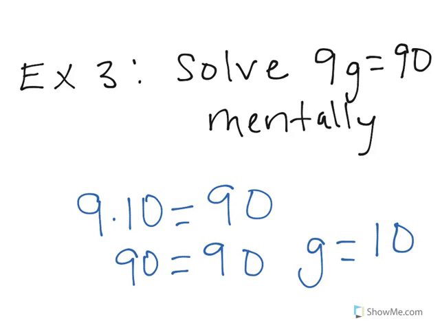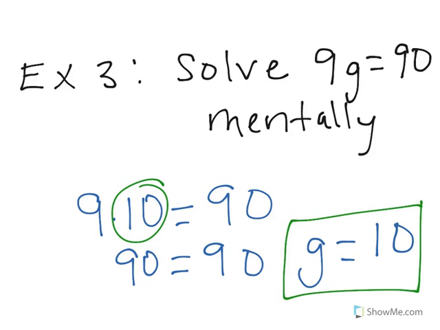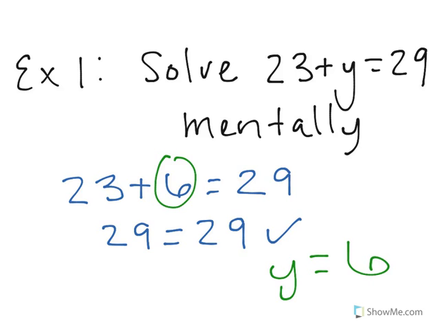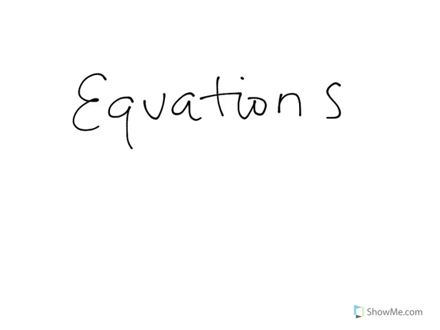So again, when there's a variable right next to a number, it really means the operation of multiplication. And that problem is asking 9 times what number is going to equal 90? Well, 9 times 10 equals 90. So that's why I got g to equal 10. And that's how to solve equations mentally. And hopefully this process is not too difficult on solving equations.